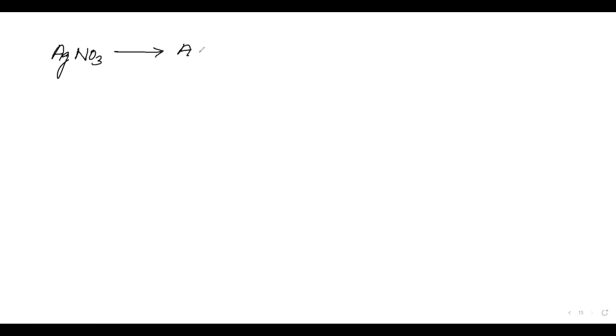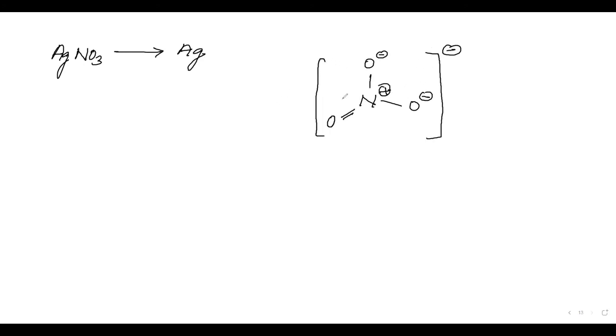AgNO3 to Ag. Now tell me, what is the oxidation state here? See, NO3 is always in negative form. What is the structure? This O is negative, this O is also negative, and then we have a double bond O here. Whenever you see a double bond O, it will be neutral. Single bond O will be negative. If nitrogen has 4 bonds, it will be positive. So what is the charge on NO3? Negative. And X plus NO3 negative equals the whole charge on AgNO3, which is 0. So what will be X? It is +1.